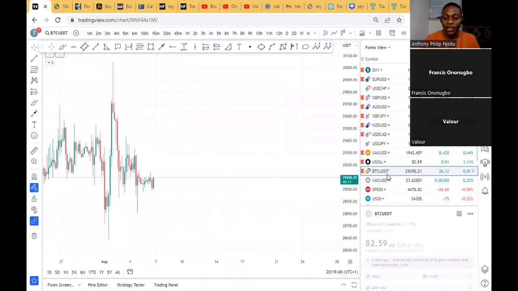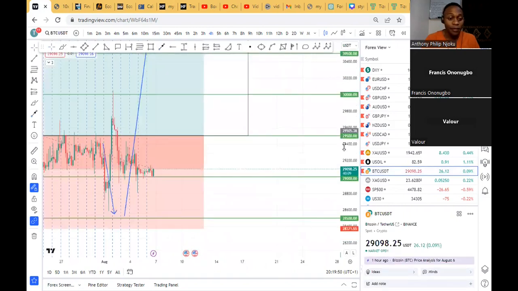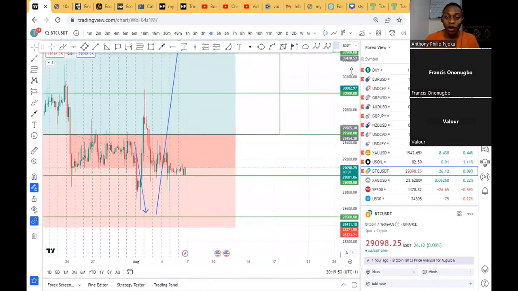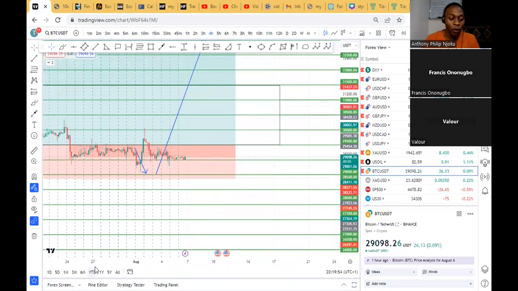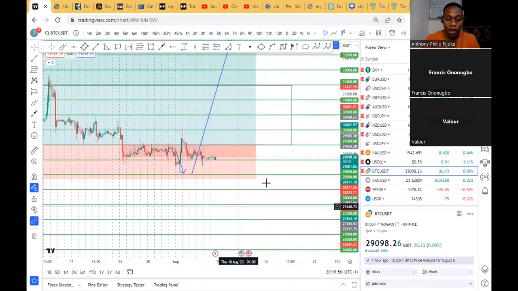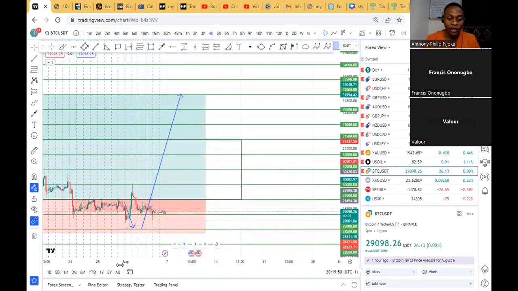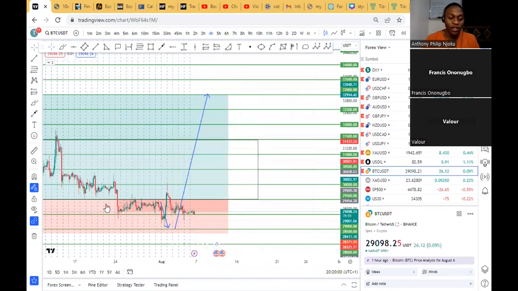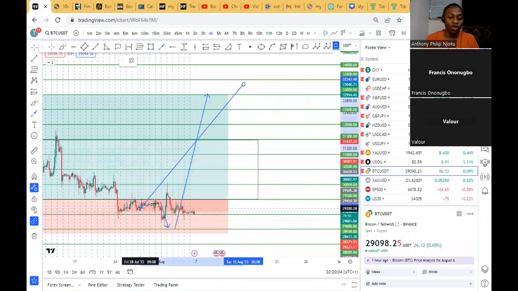The next on the list is BTC USD. I'm still overall buy on BTC USD. Since last week, I've been holding on to this setup. The market was just ranging and ranging. Last week, it was at the price cap of 29,500, went low to about 28,600, but I'm still buy.